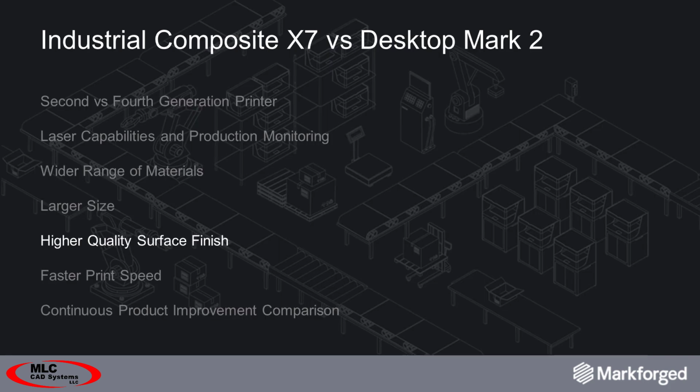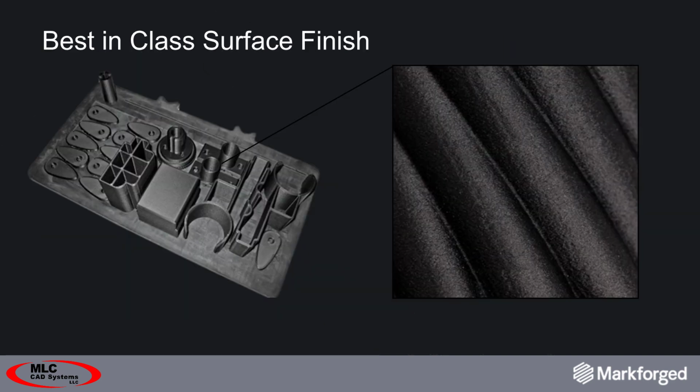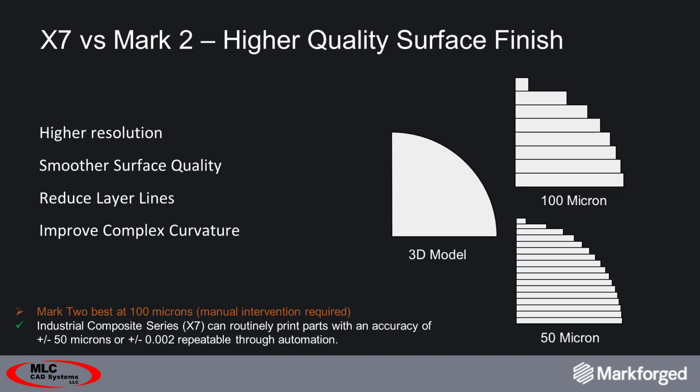Quality. Markforged has been known for best-in-class surface finish across all of our product platforms, whether it be plastics, composites, or metal. Specifically, as we look at the industrial composite versus the desktop composite, the industrial composite does deliver higher resolution, a smoother surface quality, reduced layer lines, and improved complex curvature, as you can see here on the right. The Mark II at its best is going to be able to print at 100 microns. Again, manual intervention is going to be required. On the industrial composite side, we can deliver improved accuracy as well as repeatability through a hands-off automated experience.